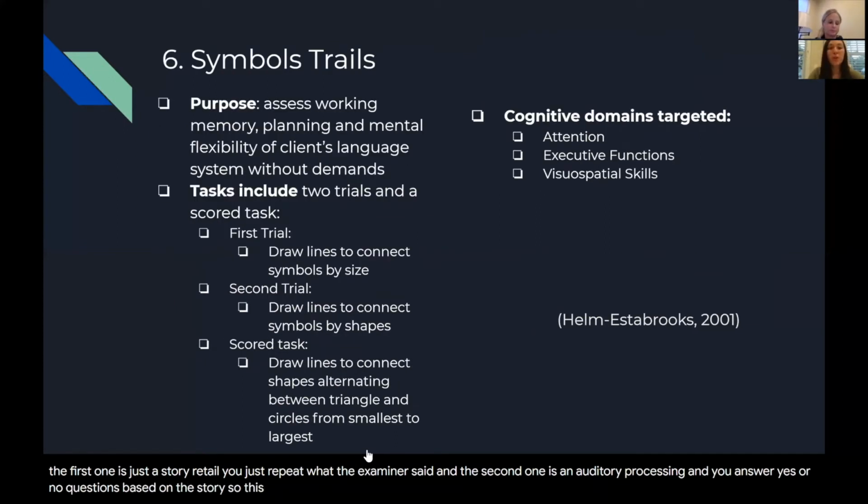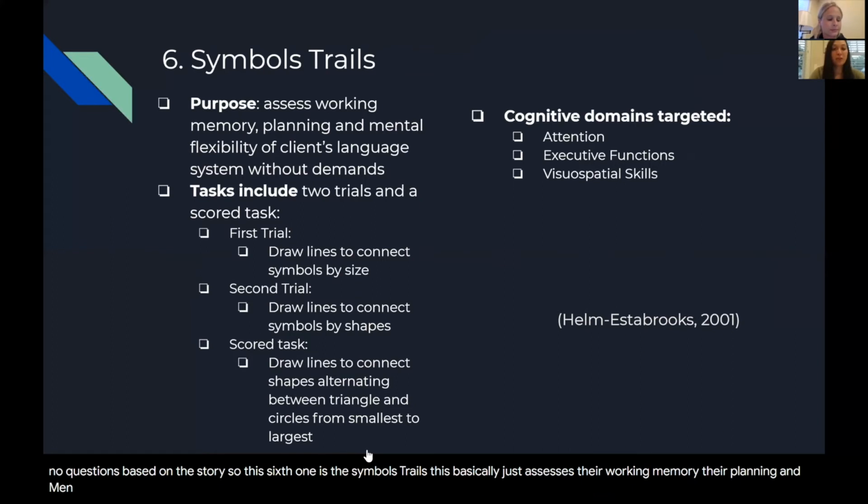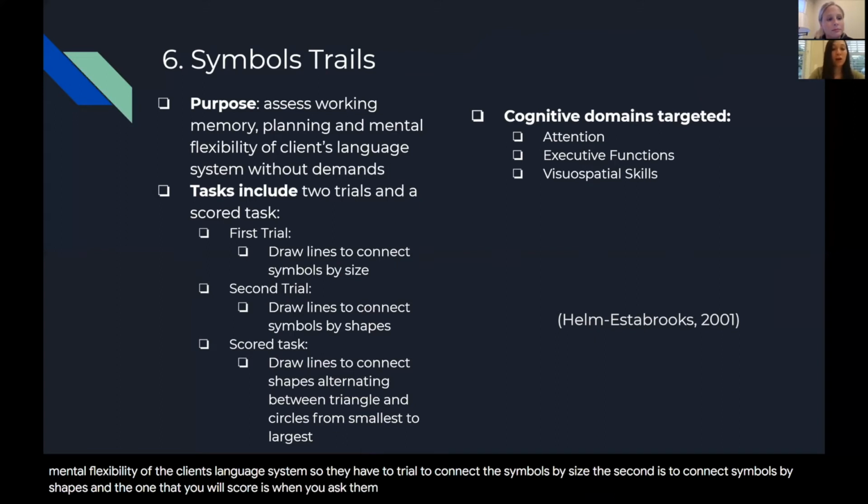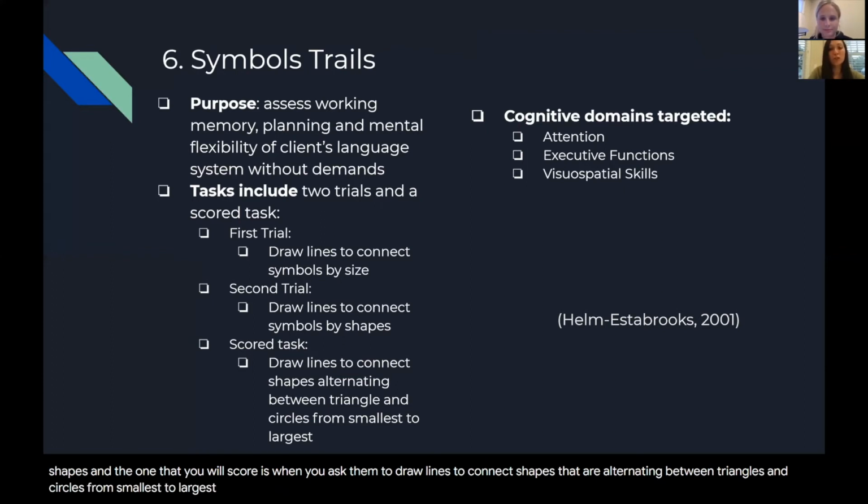So the 6th one is the symbol trails. This basically just assesses the client's working memory, planning, and mental flexibility of the language system. So they have 2 trial tasks. One is they just draw lines to connect the symbols by size. The second is to connect symbols by shapes. And the one that you will score is when you ask them to draw lines to connect shapes that are alternating between triangles and circles from smallest to largest.